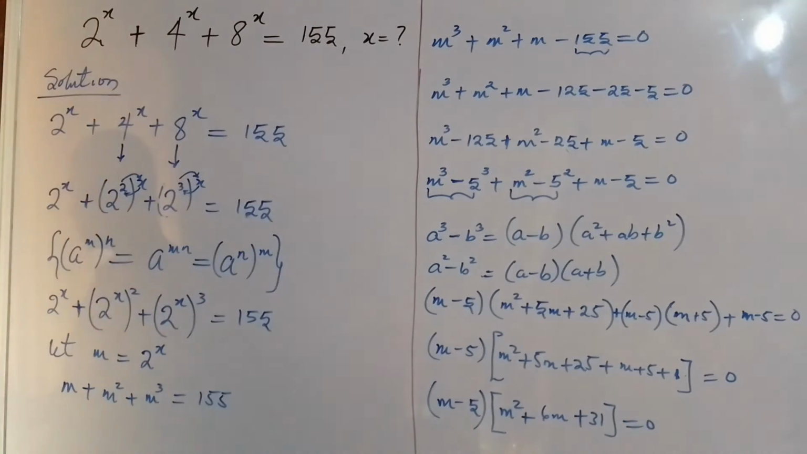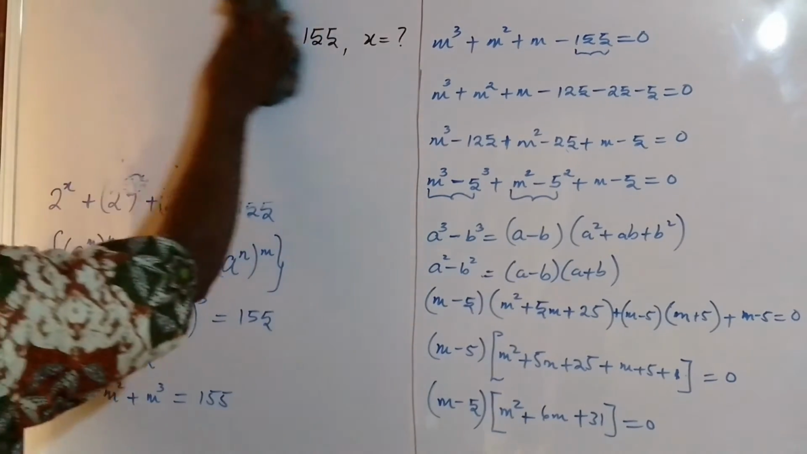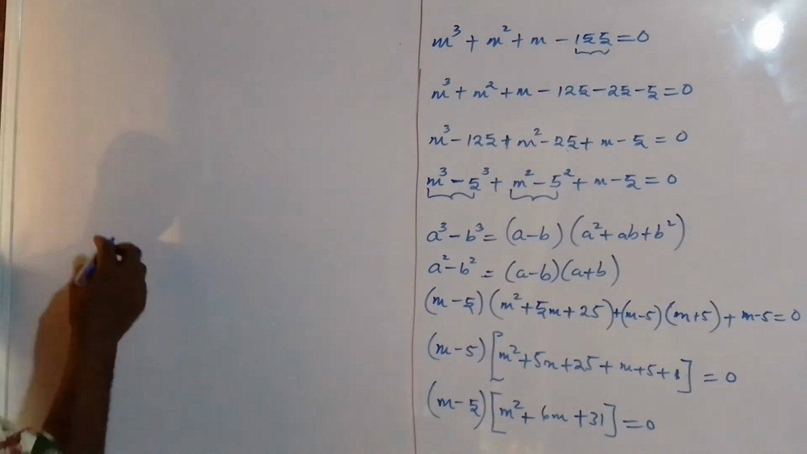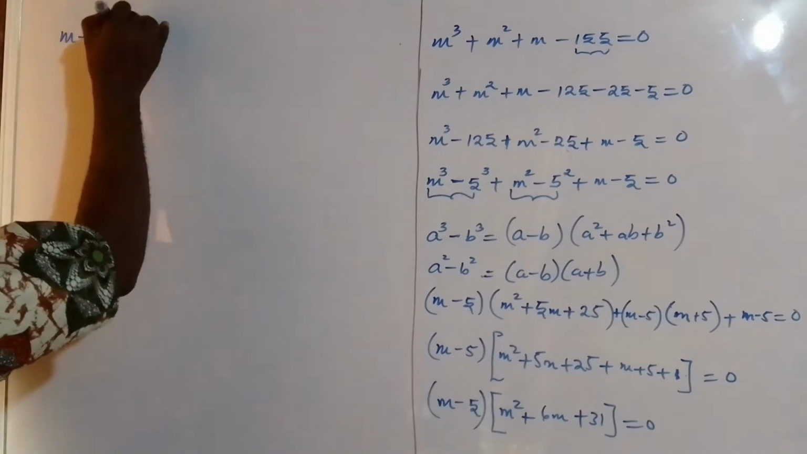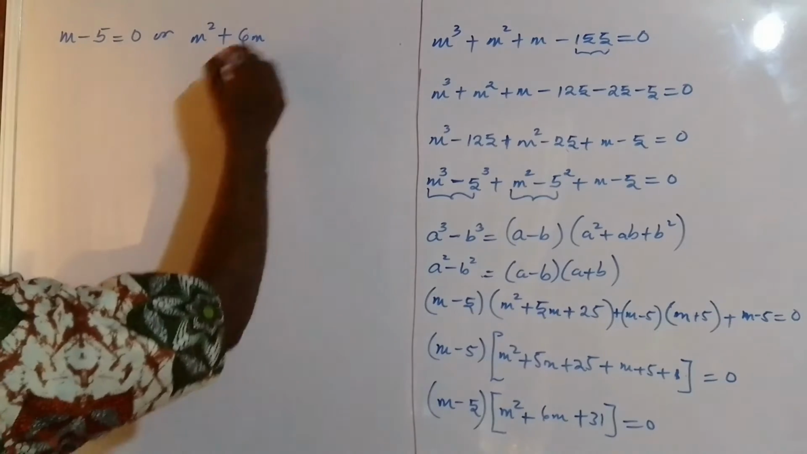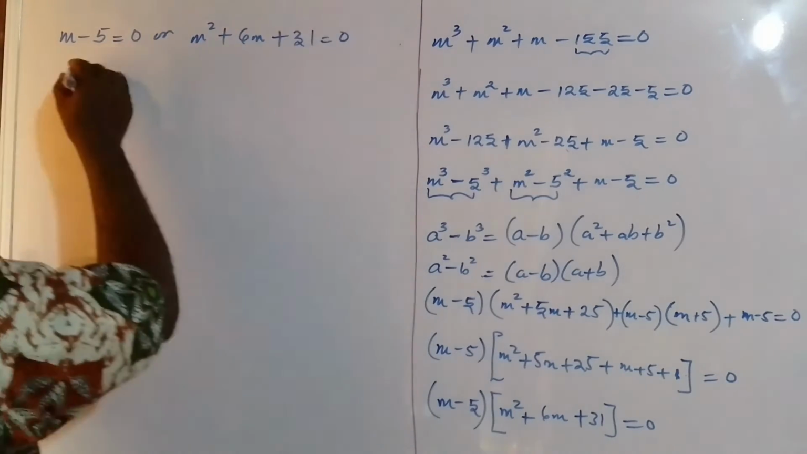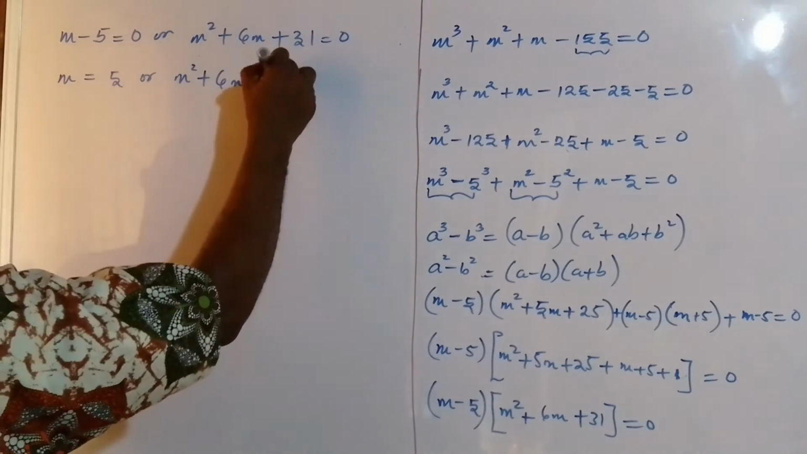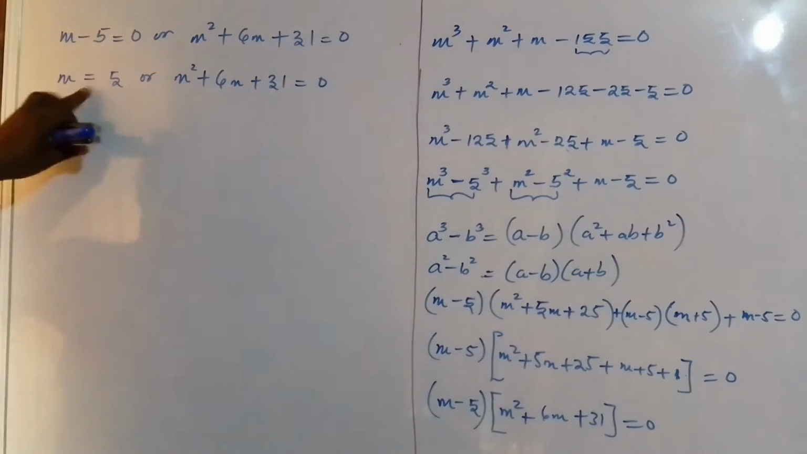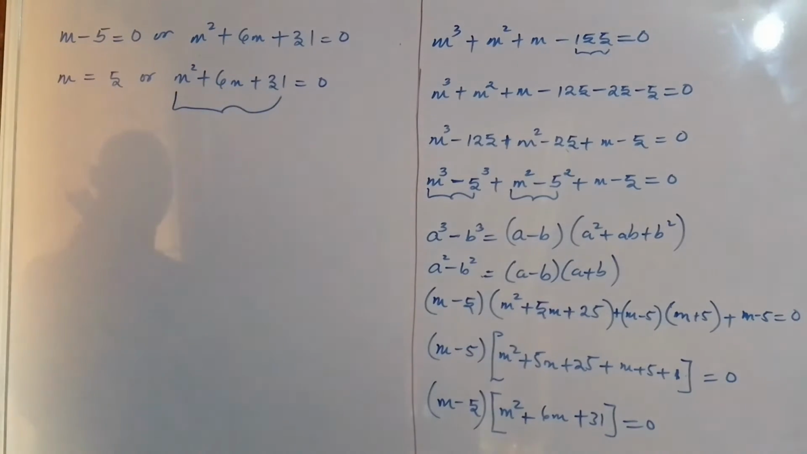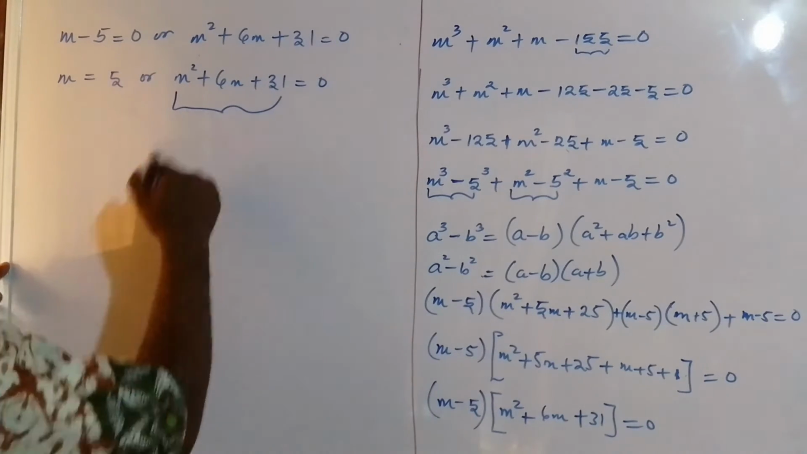So let's solve that. From that end, we have m minus 5 equal to 0, or m squared plus 6m plus 31 equal to 0. So it means that m equals 5, or m squared plus 6m plus 31 equals 0. So we have a solution, m equals 5. From the look of this, it does not look like we are going to have a real solution from the quadratic, so let's check.